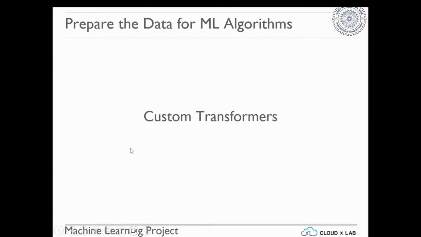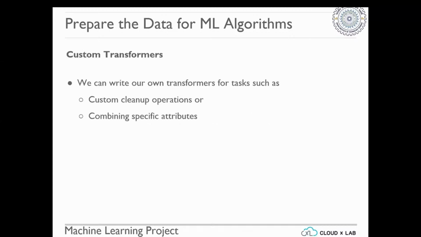Okay. So now we will discuss custom transformer. In scikit-learn and in machine learning, we use transformers, and we can also write our own transformer to perform custom tasks. For example, if you want to do a cleanup operation, or combine some attributes, then we can use transformers, right?